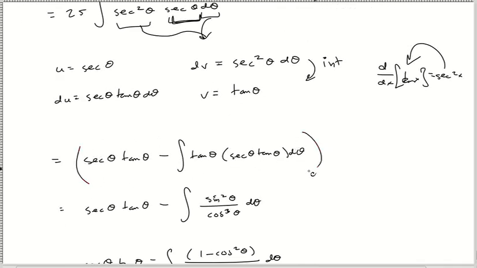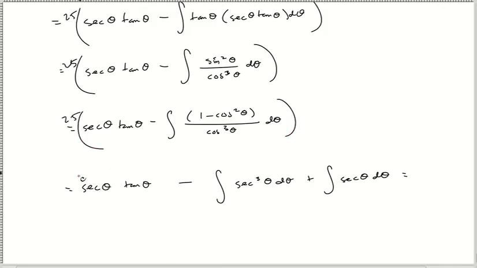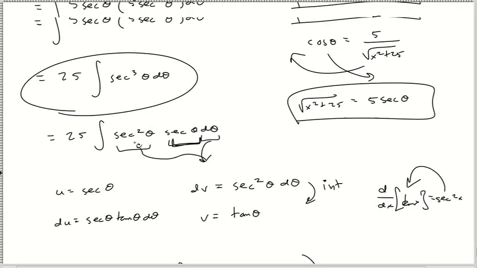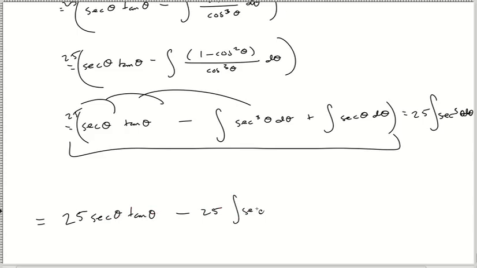Forgot my 25. So let's put a 25 for each one of these. It's okay, he's still there. It's still equal to 25 integral of secant cubed theta d theta. My point is that all of this still equals this guy. And so what I'm going to do is distribute my 25. I really hope you can tell that I'm not perfect. That's okay. I don't think you are perfect either. Nobody's perfect. But it's okay to make mistakes because you learn from them.